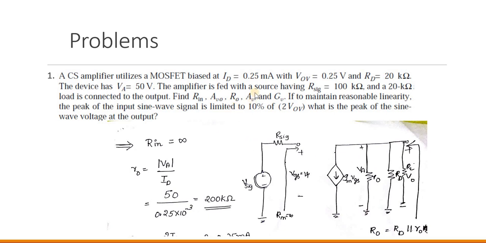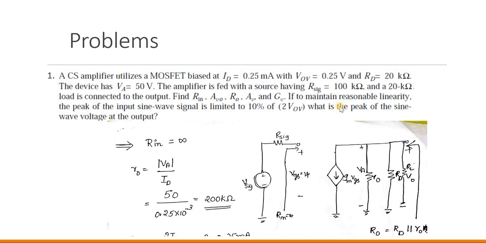An amplifier is fed with a source having R signal equal to 100k, and a 20 kilo ohm load RL is connected to the output. Find Rin, AV0, R0, AV and GV. That is, the input resistance of the amplifier, open circuit voltage gain, output resistance, AV and GV, the overall voltage gain of the amplifier.